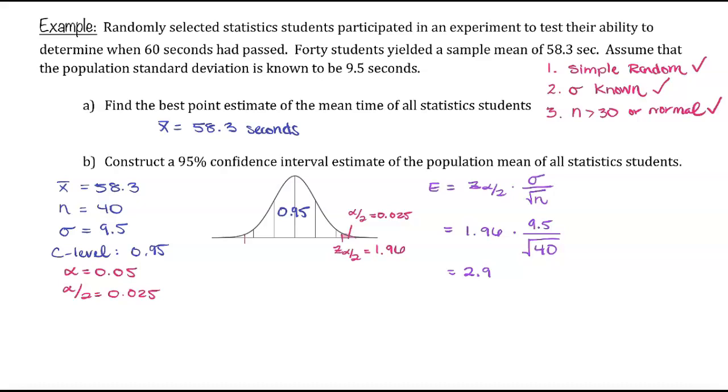This is a situation where we are given summary statistics, not the original data values, so we will round to the same number of decimal places as given with the sample mean. In this case, that's 1 decimal place.